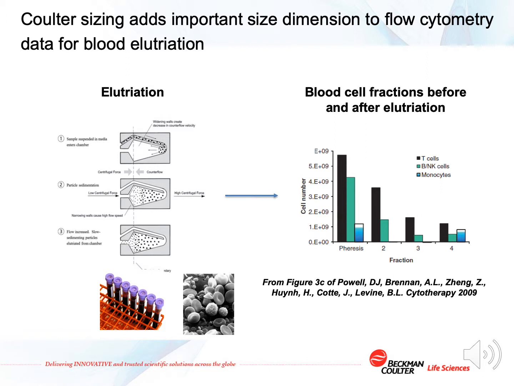By combining the information from both the Coulter and flow cytometry methods, Bruce's team was able to clearly see that fraction 4 contained T cells, B cells, and monocytes, whereas fractions 2 and 3 contained only T cells and B cells.